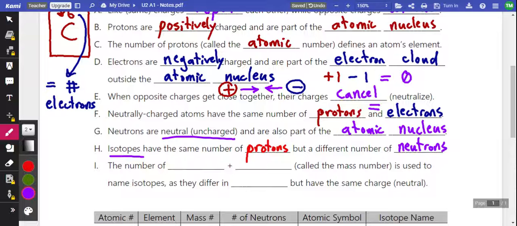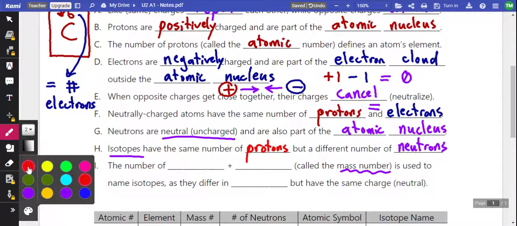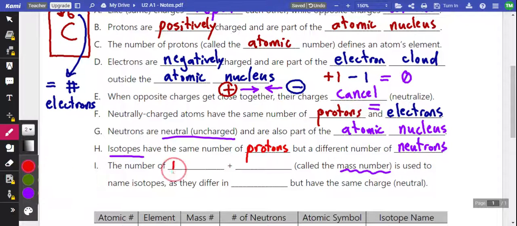Okay? So in order to tell apart one version of an atom from another, that's the same element, what we call an isotope, to tell isotopes apart, we use something called the mass number. The mass number is the number of protons plus the number of neutrons.